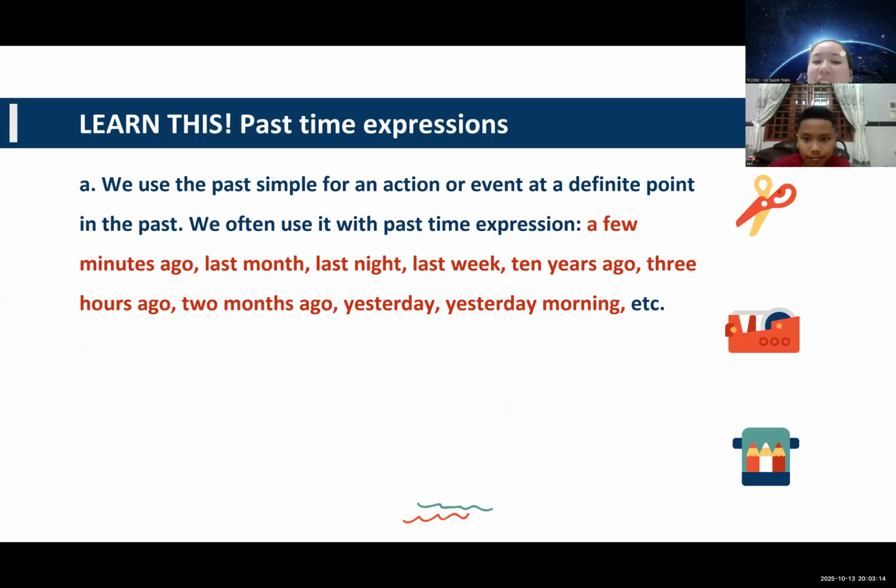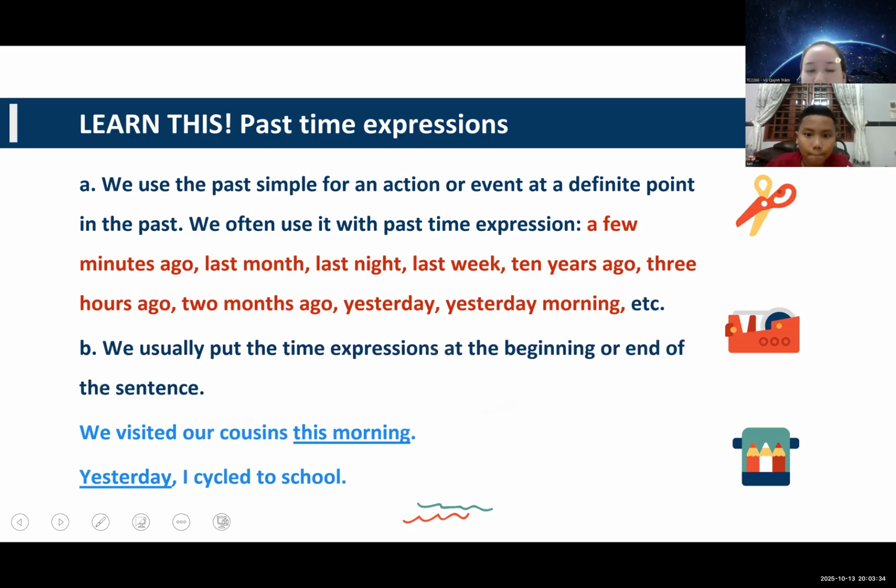We use the past simple for an action or event at a definite point in the past. We often use it with a past time expression. For example, a few minutes ago, last month, last night, last week, 10 years ago, 3 hours ago, 2 months ago, yesterday and yesterday morning, right? It is a definite point in the past. Now, we usually put the time expression at the beginning or the end of the sentence. For example, we visited our recursion this morning. Yesterday, I cycled to school.